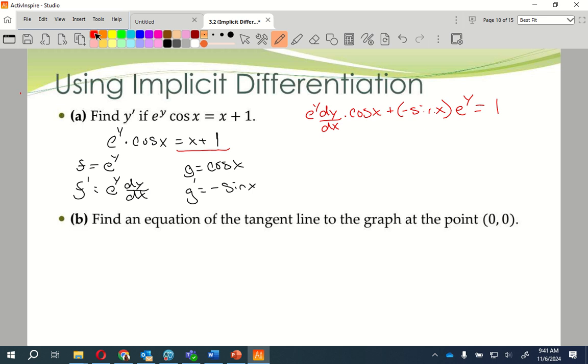Since this is going to make this become a negative, I'm going to add it to the other side. So on the other side, it's going to be a positive e to the y sine x, because these two right here make this negative, so I add it to both sides. So e to the y dy dx times cosine of x is equal to 1 plus e to the y sine of x.